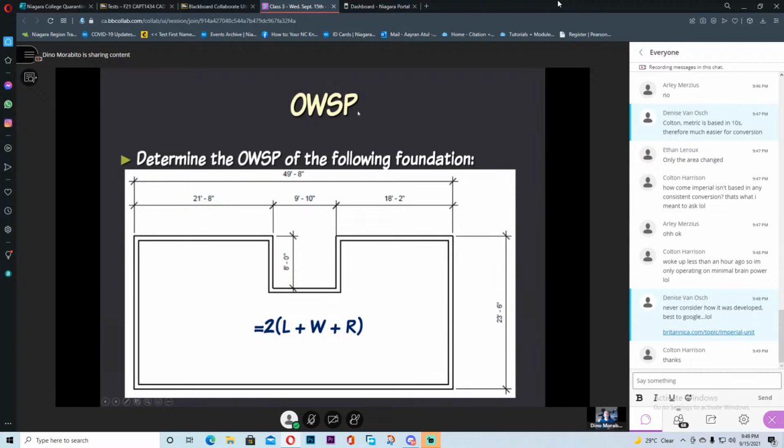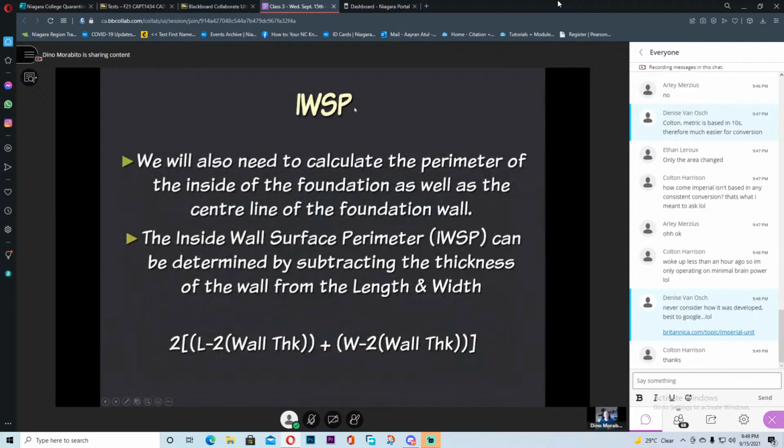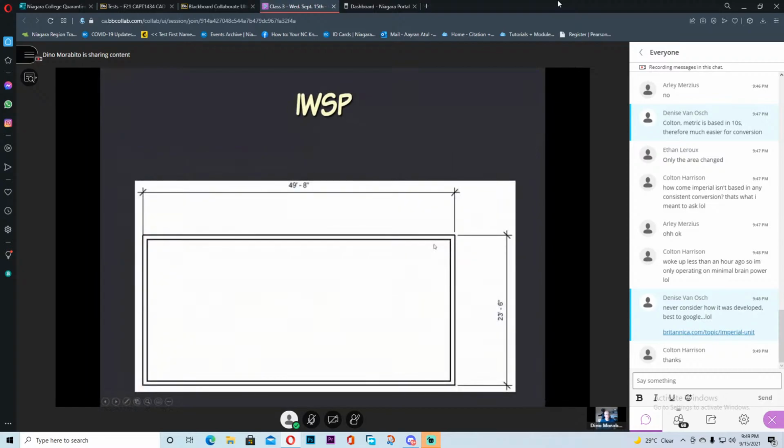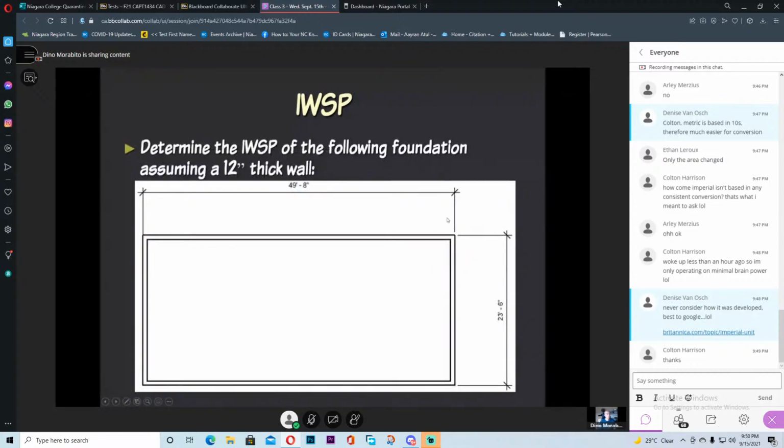But if I did the OWSP first, again, I can extrapolate other numbers from there. So as I said, that inside wall surface perimeter means I have to start going in and calculating those new dimensions. But there's another way of doing it.